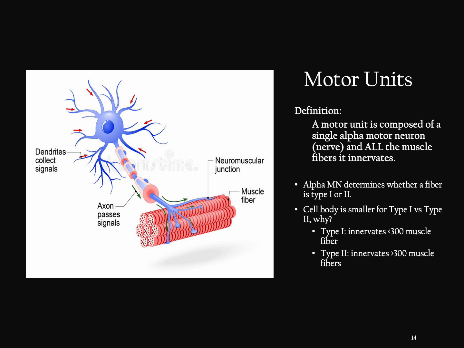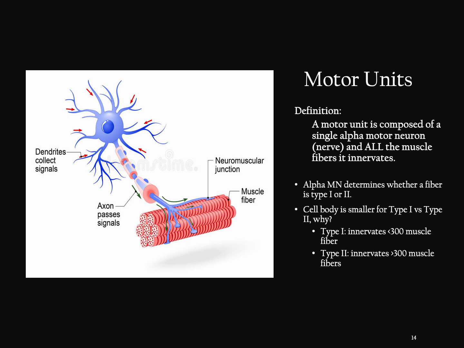So think of having a bundle of straws together, wrapped into a string, right? A single fiber is a single straw. A single straw cannot fire individually. The entire bundle must fire together. A motor unit is composed of a single alpha motor neuron and all the muscle fibers that it innervates.